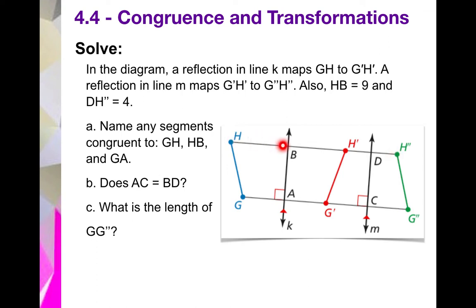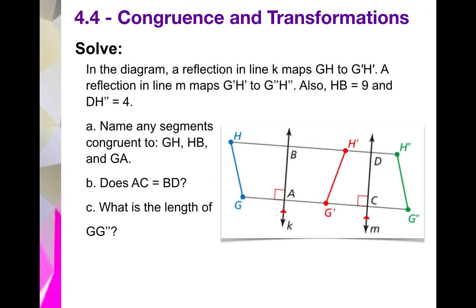HB, which is this segment here, is congruent to BH prime, because when we do a reflection, the definition of a reflection is that these two segments have to be congruent. The same thing with GA. GA is going to be congruent to AG prime because of a reflection.